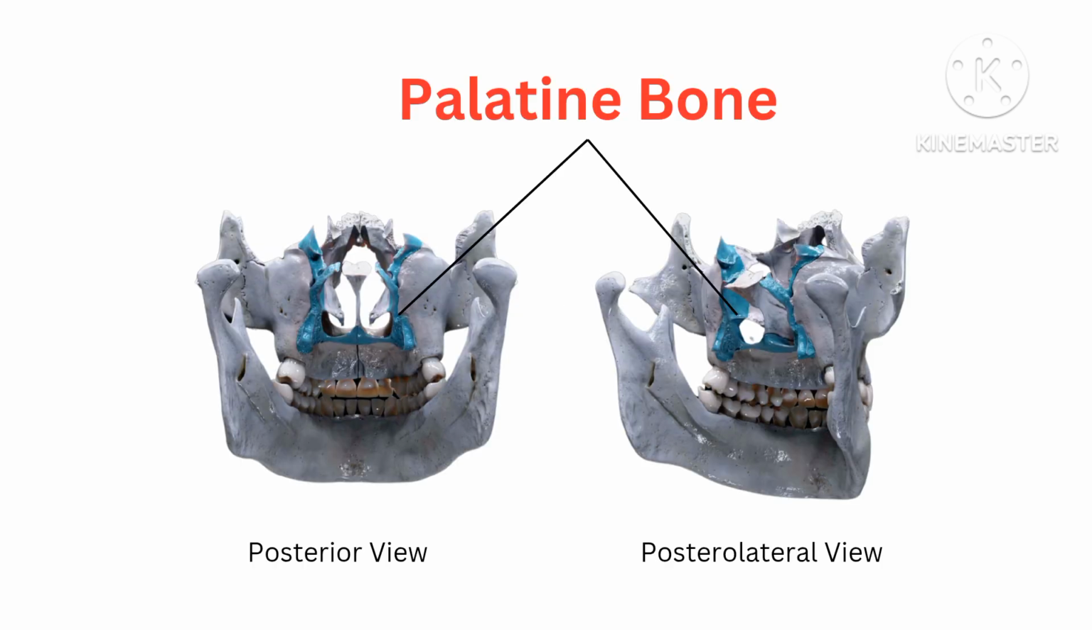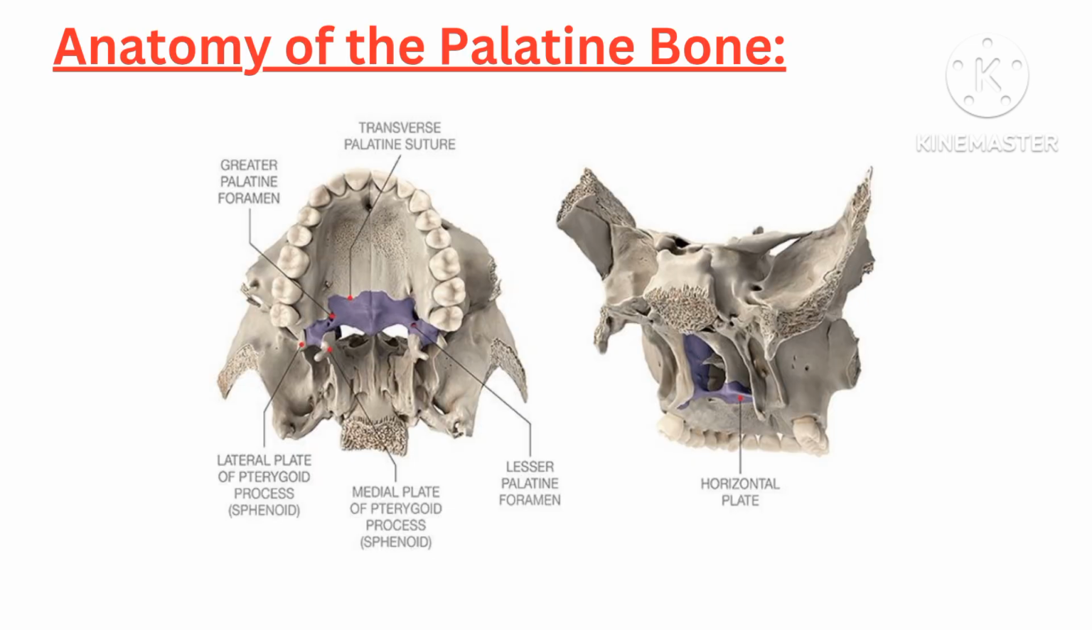Now, palatine bone. The palatine bone is a paired L-shaped bone located at the back of the nasal cavity, forming part of the hard palate, nasal cavity, and orbit. It plays a crucial role in separating the oral and nasal cavities, contributing to the structure of the skull.